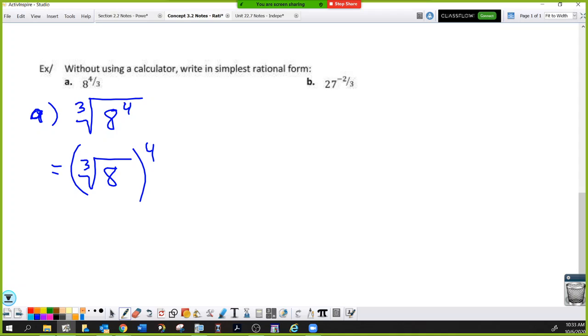2. So this actually says 2 to the 4th power, and that one I should hope you could find with your fingers. 2 times 2 times 2 times 2 is 16. I believe that 8 to the 4th power is 4096. Would anybody like to check me? Is it 4096? Yeah. Okay. Flexing those math skills.